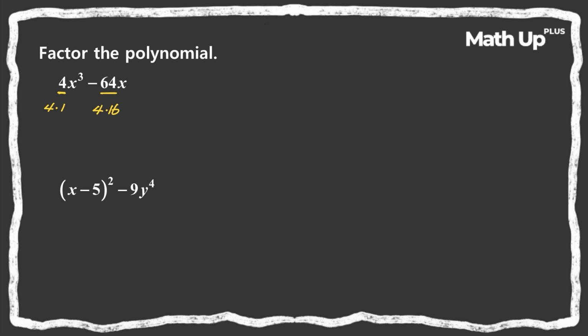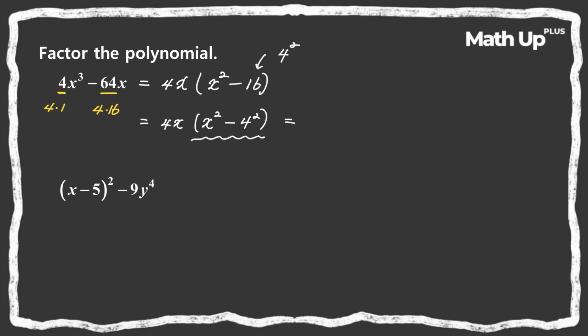So this is equal to 4, the common factor 4, and one of the x's, times x squared minus 16, correct? 16 is equal to 4 squared, right? So 4x times x squared minus 4 squared, this is equal to, using a minus b times a plus b, 4x times x minus 4 times x plus 4, right?